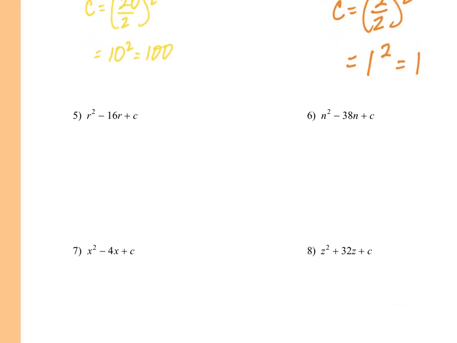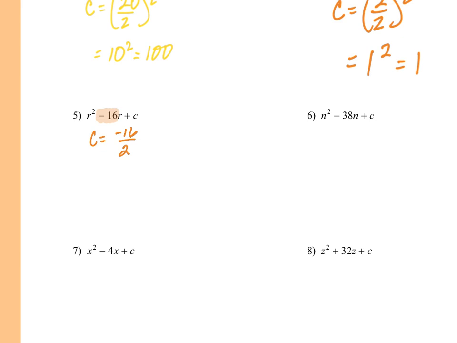So I'm going to look at the middle number. To find C, I'm going to take the middle number, which is 16. Okay? So C is going to equal negative 16, and then I'm going to divide it by 2. I do this the same thing every time.